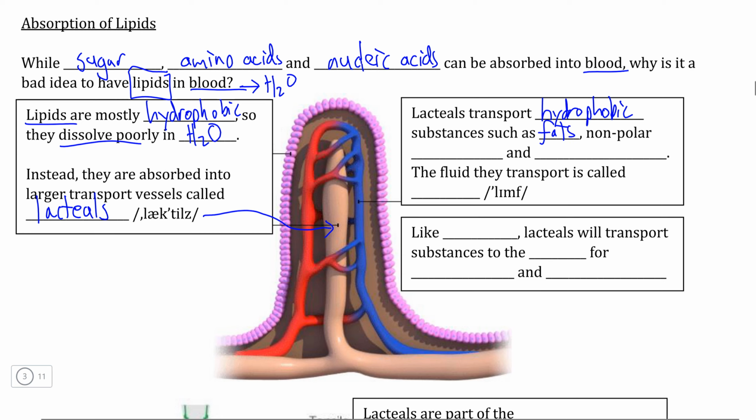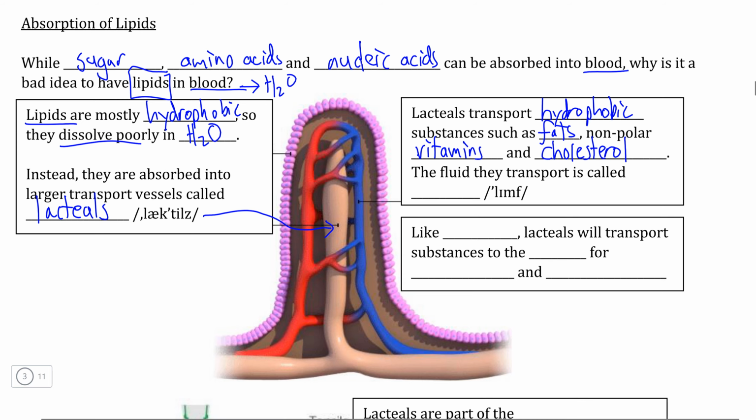But of course, fats are not the only substance that dissolves poorly in water. The other major example is cholesterol, which of course is the steroid that is found in egg white, and certain non-polar vitamins also dissolve poorly in water, such as vitamin A and vitamin K.